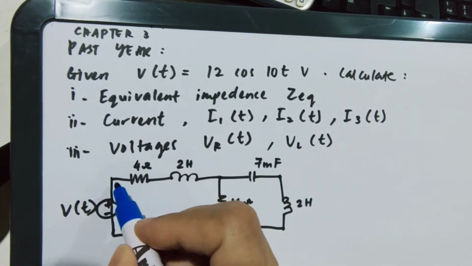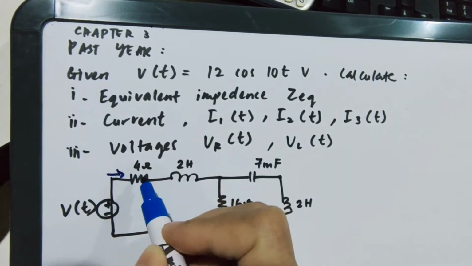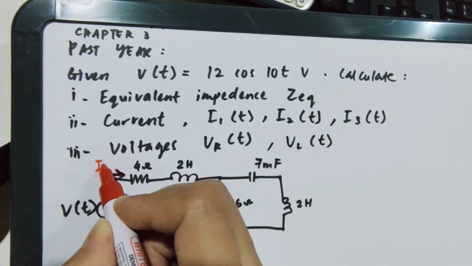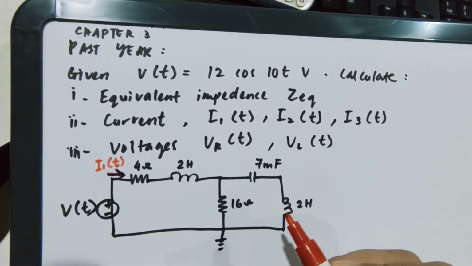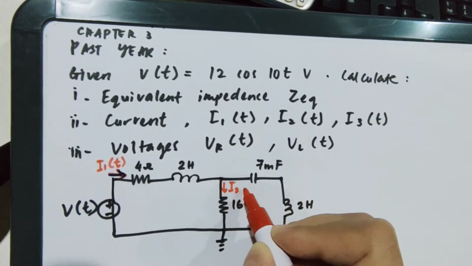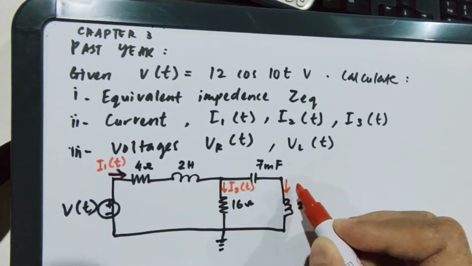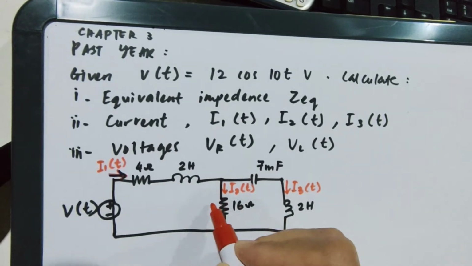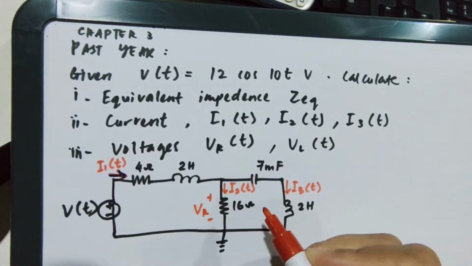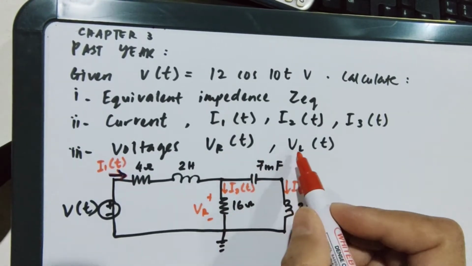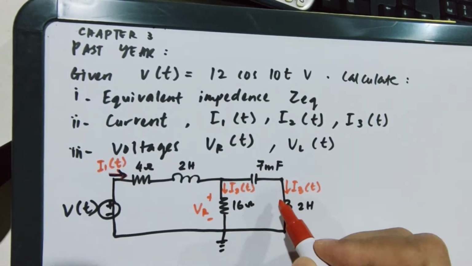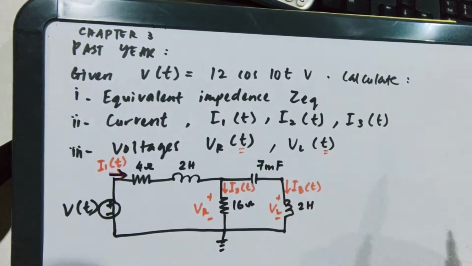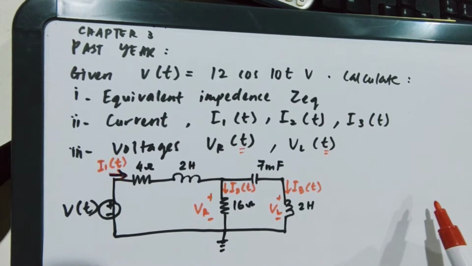So given in the circuit, I should use red one. This is I1(t), and then given I2(t) is here, and here is I3(t). What else is given in the circuit? Here is positive, negative VR, and then the third one is asking VL(t). Here is positive, negative VL. Okay, so they're asking in the time domain, right?